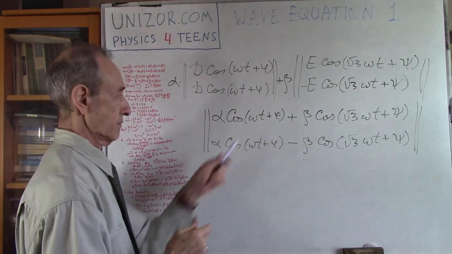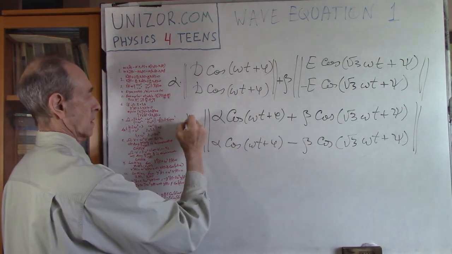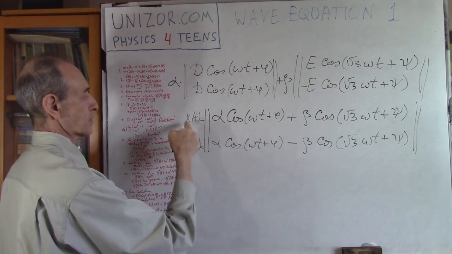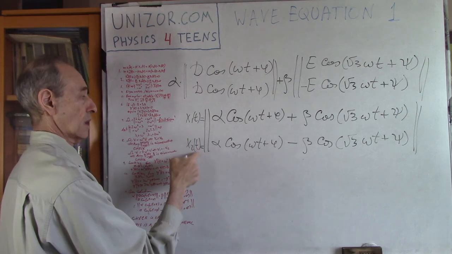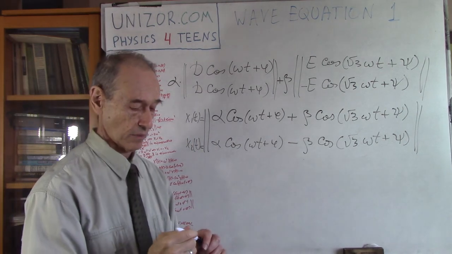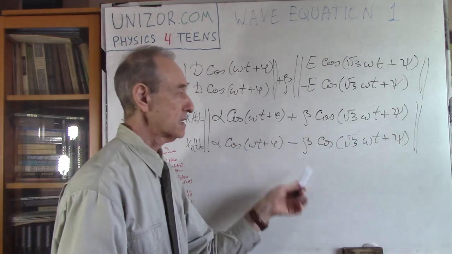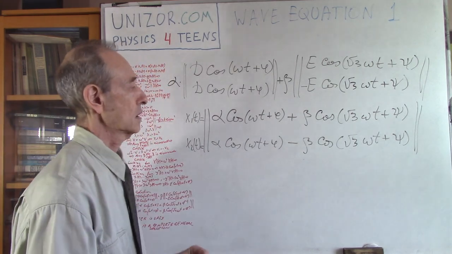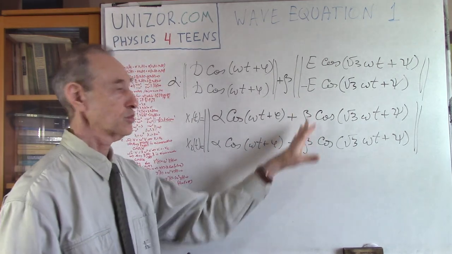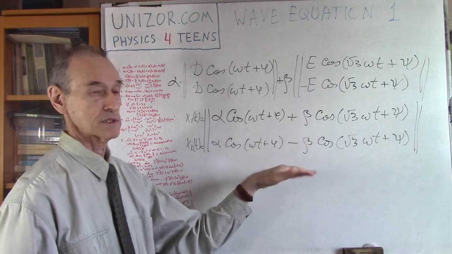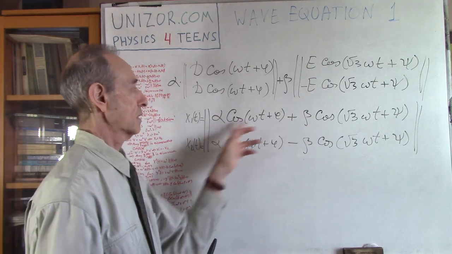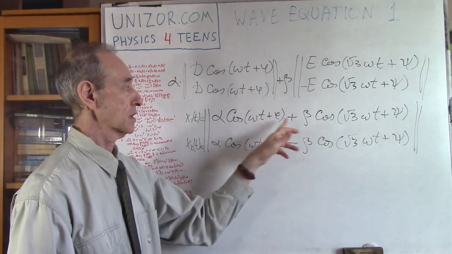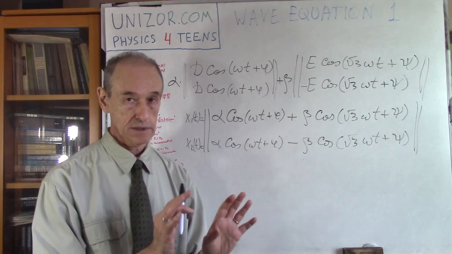so this is x1, this is x2. So this represents displacement of the first molecule, this represents displacement of the second molecule. So this is a general solution to our problem. Now, whether these two components of this particular vector, where alpha and beta and phi and psi are any amplitude and phase shifts, cover everything is an open question right now.